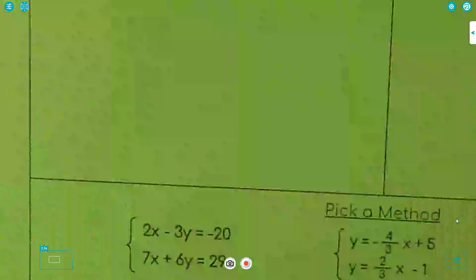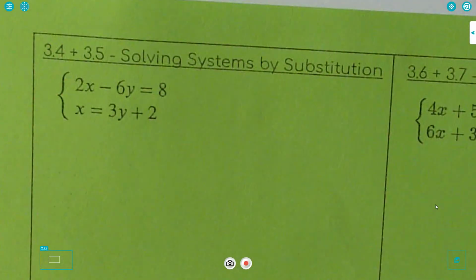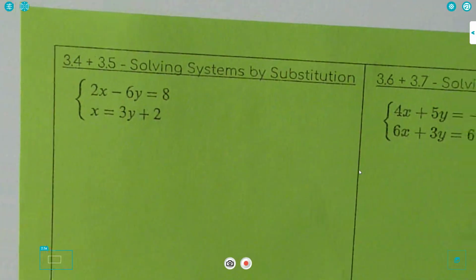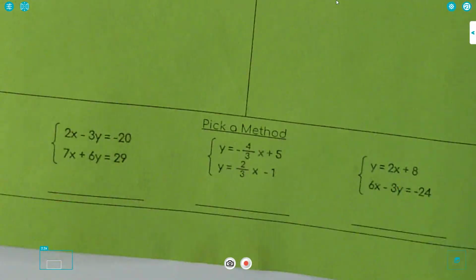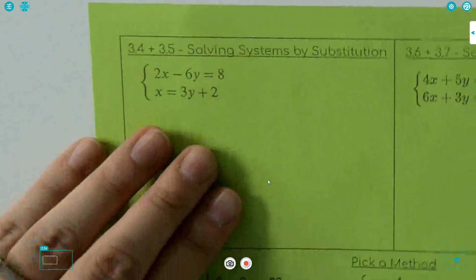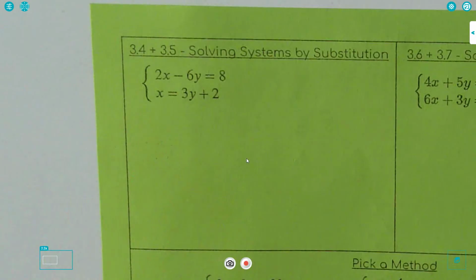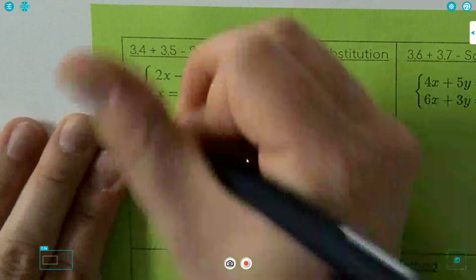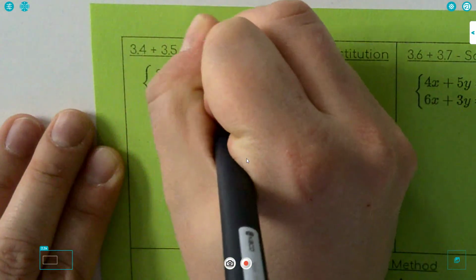All right, on the back is where we talk about substitution, elimination, and then having to pick a method. So let's talk about substitution first. So substitution, you are taking something that is x equals or something that is y equals and plugging it in. Make sure if it is x equals, it gets plugged in for an x. If it is y equals, it gets plugged in for a y. So this one right here is x equals 3y plus 2. Where can we plug in that 3y plus 2?